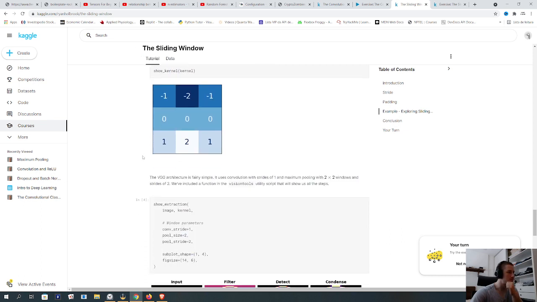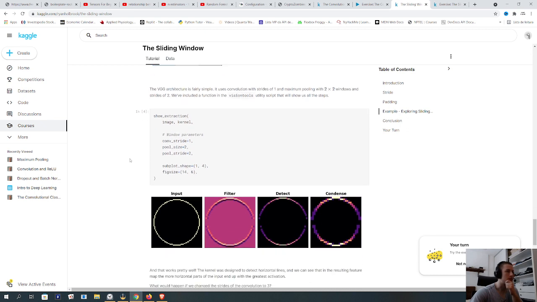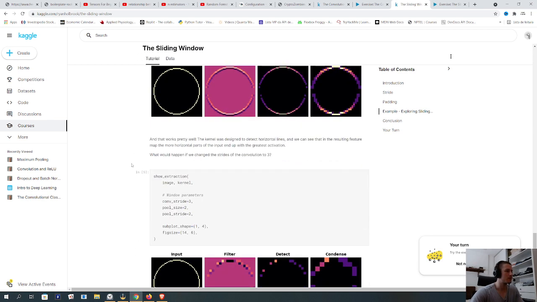Here, the VGG architecture is fairly simple. It uses convolution with strides of 1 and maximum pooling of 2 by 2 windows and strides of 2. We've included a function in the Vision Tools utility scripts that will show us all the steps. That works pretty well. The kernel was designed to detect horizontal lines, and we can see that in the resulting feature map, the more horizontal parts of the input end up with the greatest activation.